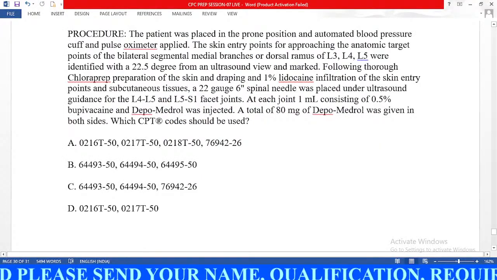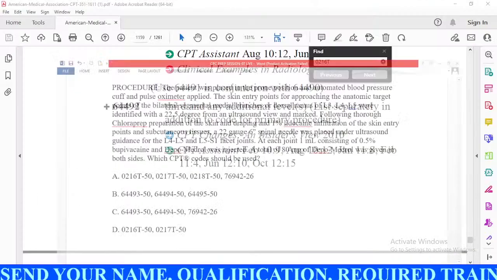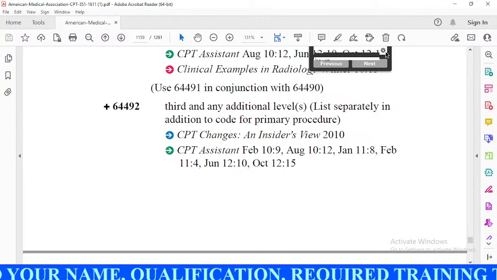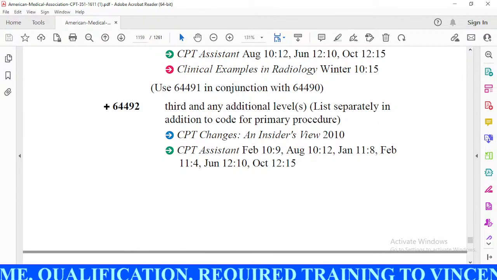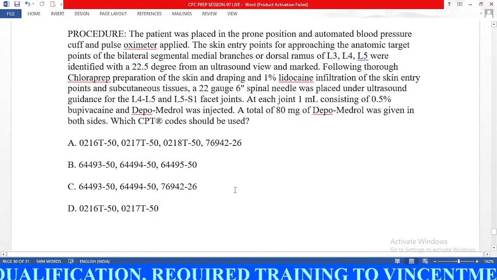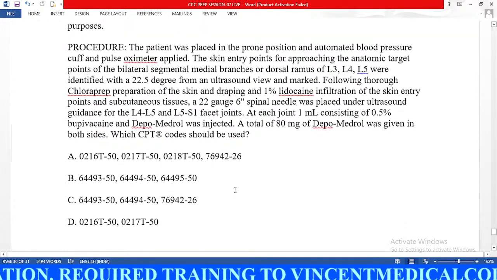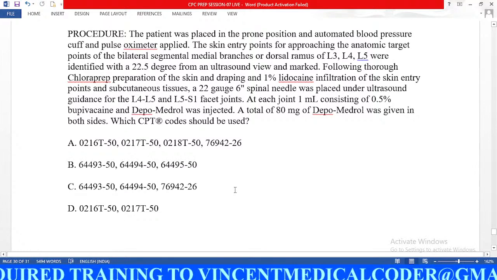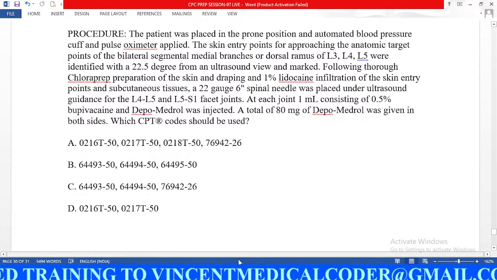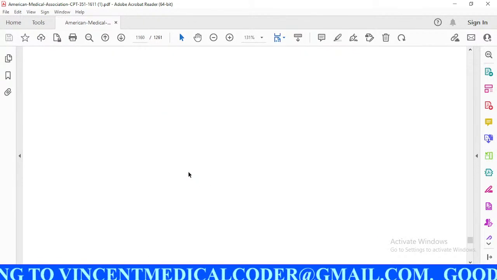0216. So we can do one thing. We will leave this question for next week. We will learn this one next week. But the answer is D. D is the correct answer. We can check 64493 once. So we will get 64493.